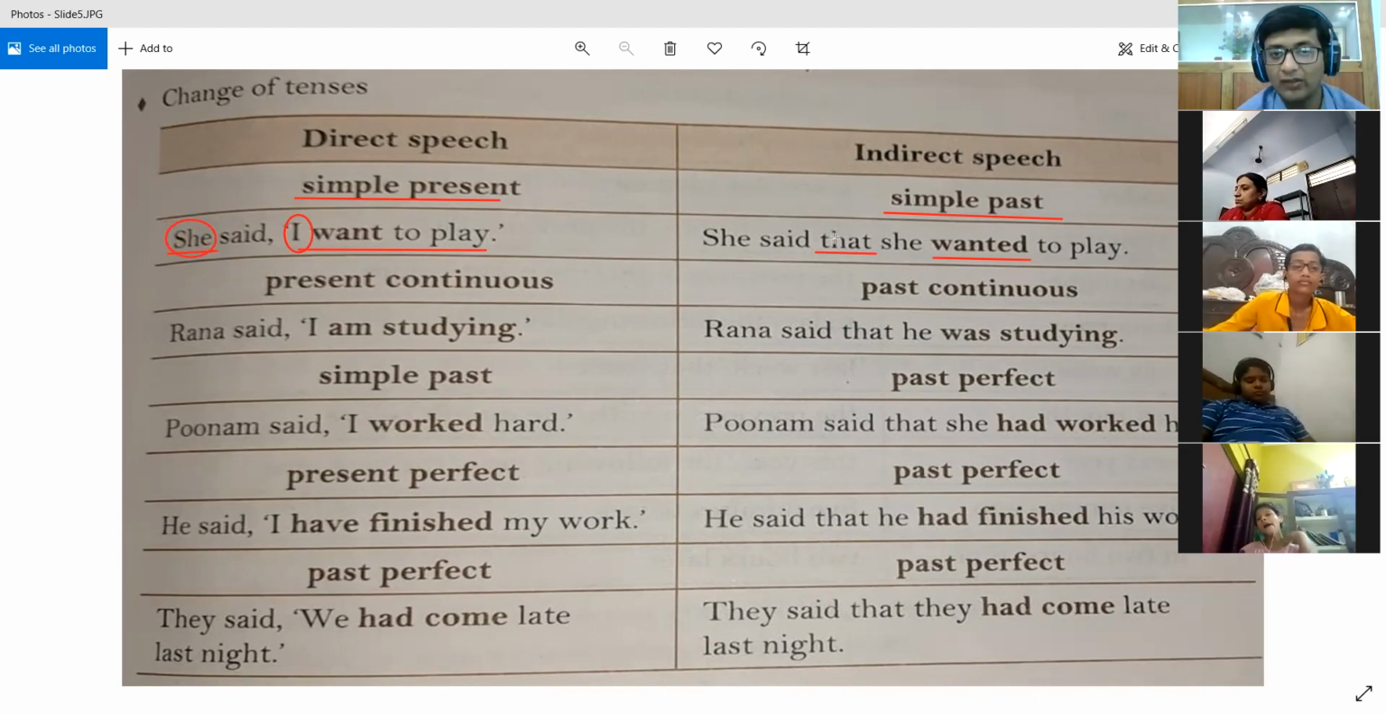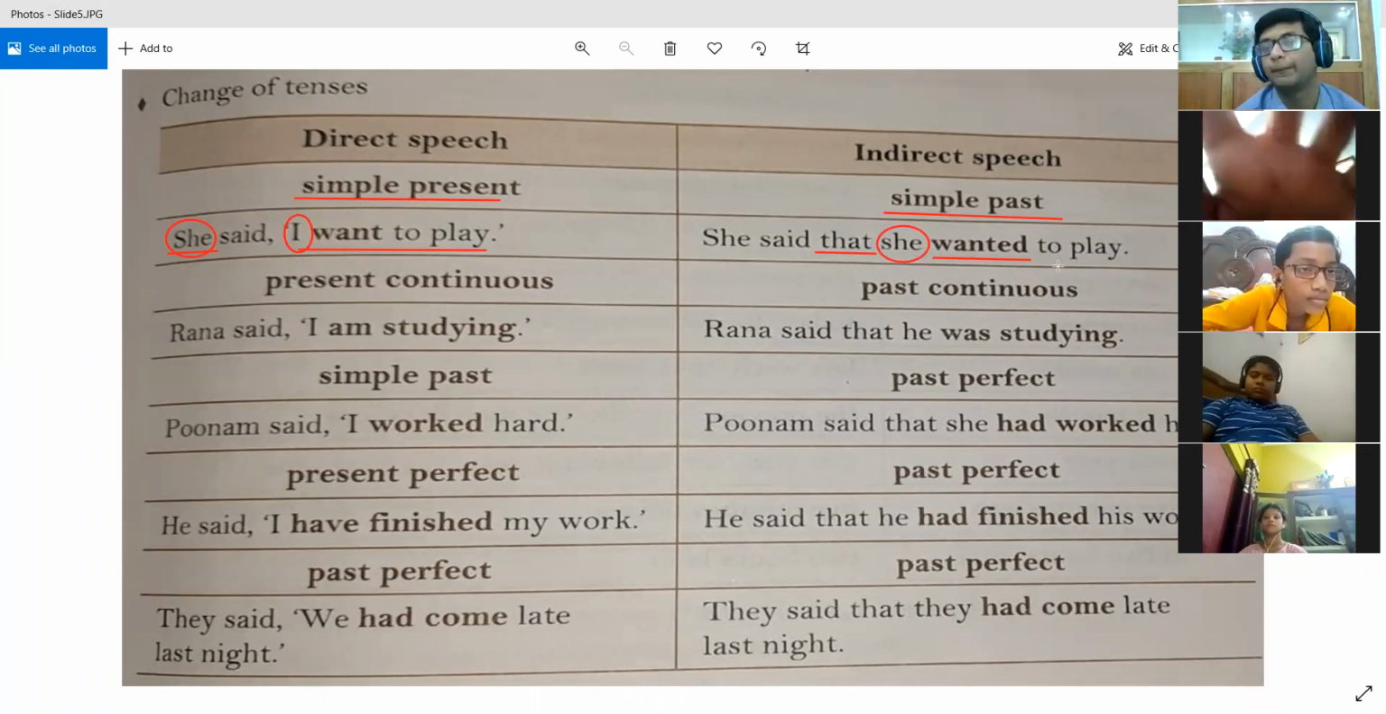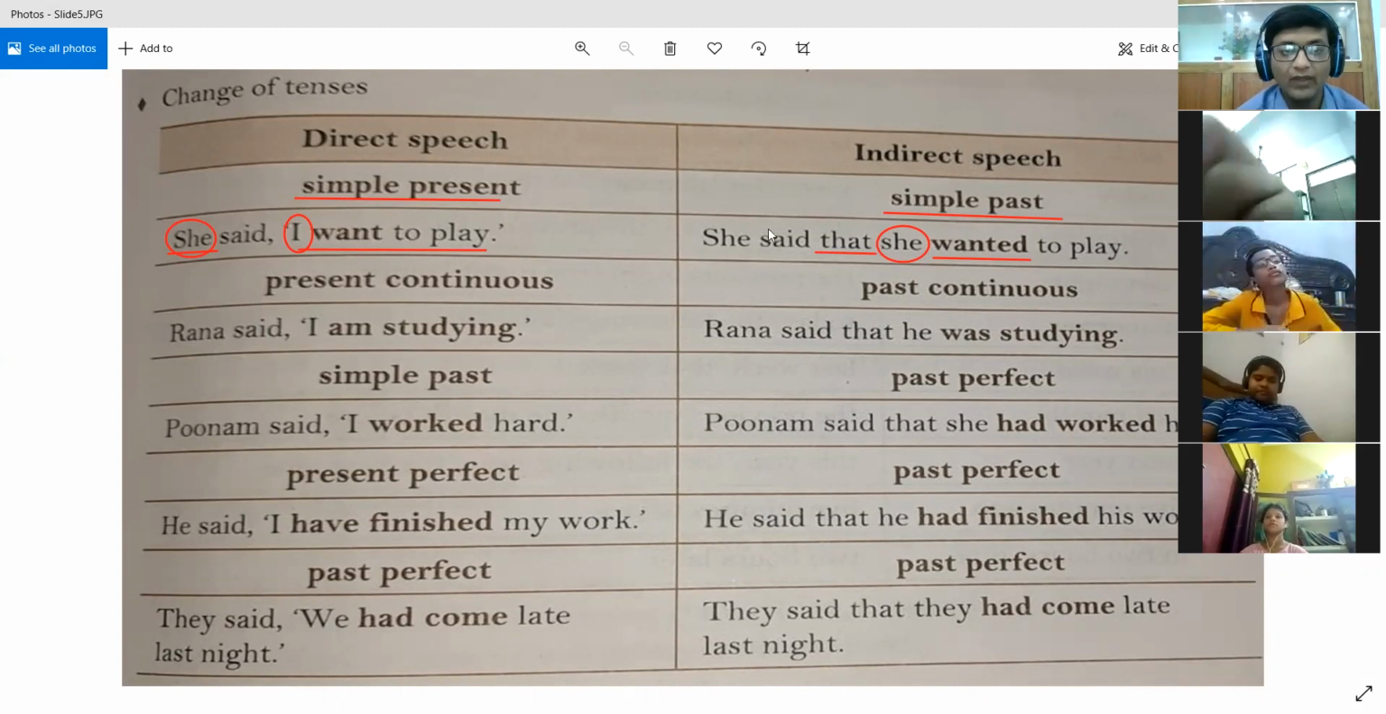So over here, we can see that this I has changed into she. She said that she. And simple present tense has changed into simple past. So want has changed into wanted to play. Then let's see the next one.